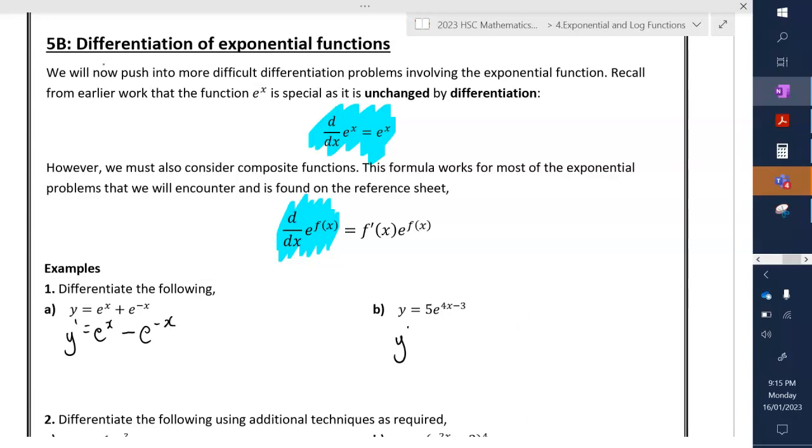Our second part here, b, we're going to differentiate y is equal to 5e to the 4x minus 3. So we're using this rule over here. Down the front we have a 5, but we're going to multiply that by the derivative of our power here. So the derivative of 4x minus 3 is 4. The 4 comes down the front and gets times by the 5 that's already there. And the e to the 4x minus 3 stays there. So what we end up with is 5 times 4 is 20, e to the 4x minus 3.